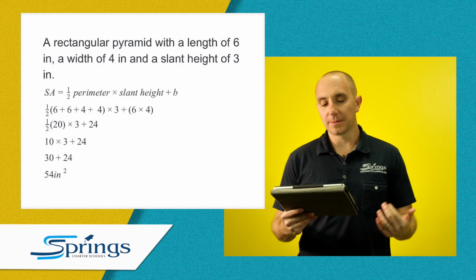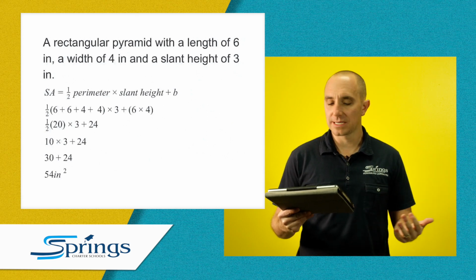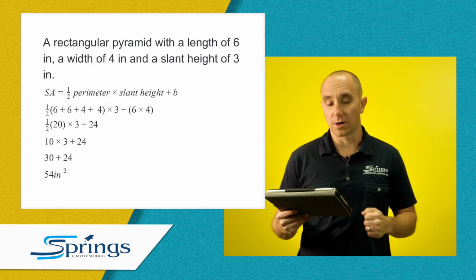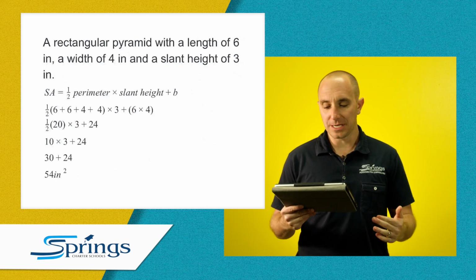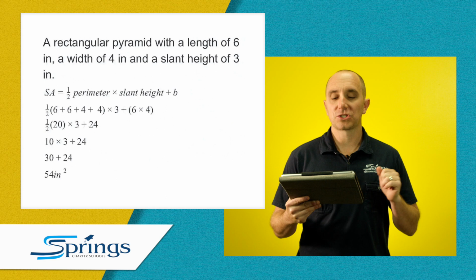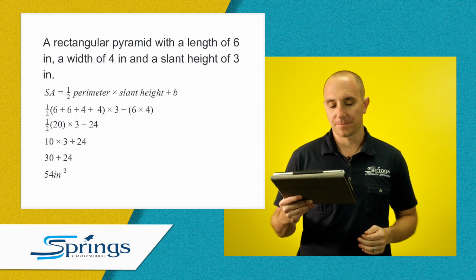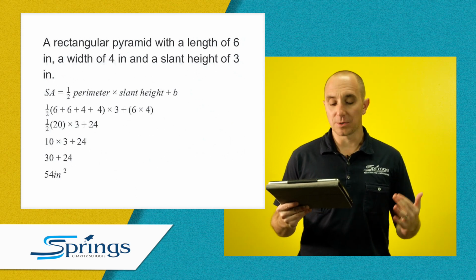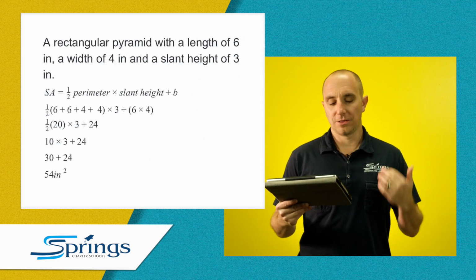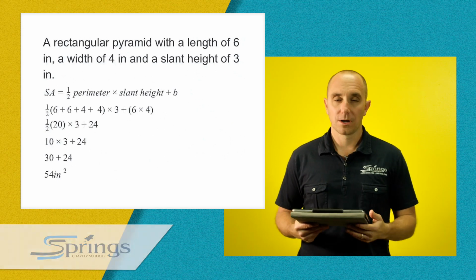Then we've got to find the base. We're just taking length times width because it's a rectangle. So 6 times 4 is 24. Now we plug it in. We have 1/2 of 20 times 3, which is our slant height, plus 24, which is the area of the base, the area of the bottom. Then 1/2 of 20 is 10, and now we have easy numbers. 10 times 3 is 30, and 30 plus 24 is 54, so we have 54 inches squared. All right, so really take your time while you're practicing these, and I'll see you next time.